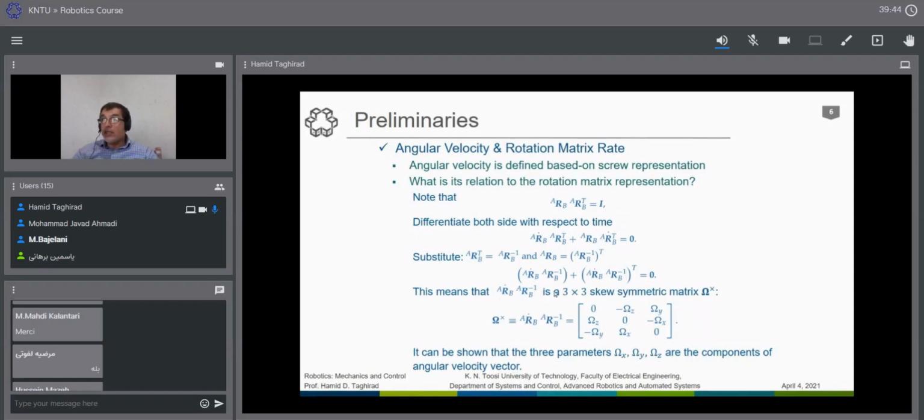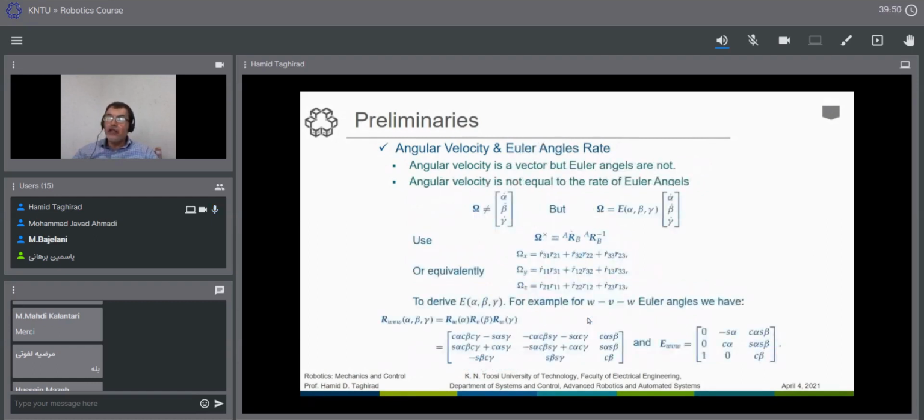Now, we know that this is a skew-symmetric matrix. Now, let's see how this is related to that. To do that, just give me a few minutes. Let's think about angular velocity and Euler angle. Why don't we use Euler angle or quaternion or other means of representation for angular velocity? Why do we use just the screw term?